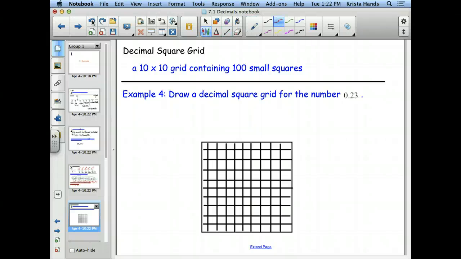And so I know that some of you are really funny, but just pretend with me for a moment. Would it not make the most sense to shade in 2 full rows and then 3 more boxes? You're not going to make me very happy if you shade in 23 random boxes. Okay? Please don't do that. So we got 2 full rows and 3 extra boxes. And this is the decimal square grid picture visual for the number 23/100ths.